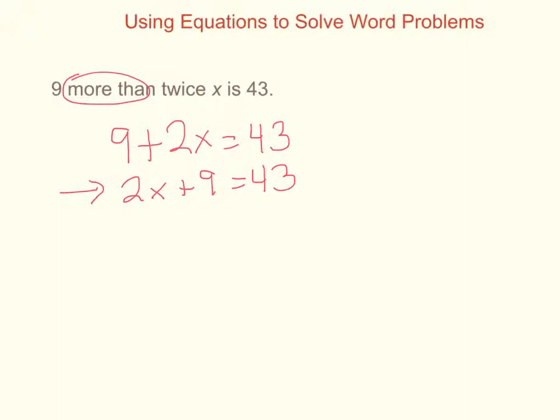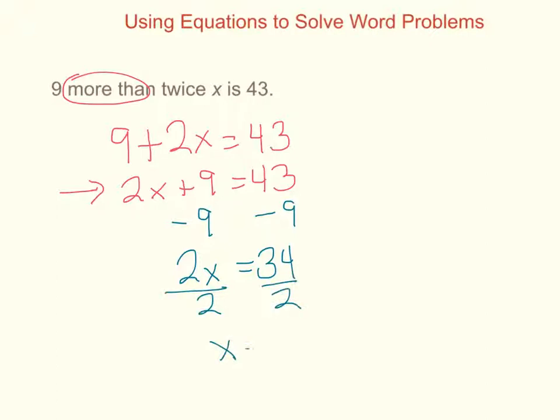Now for the second answer, we need to solve it. You subtract 9 from each side. So 2x equals 34. Divide both sides by 2. X equals 17. So 17 would be your second answer.